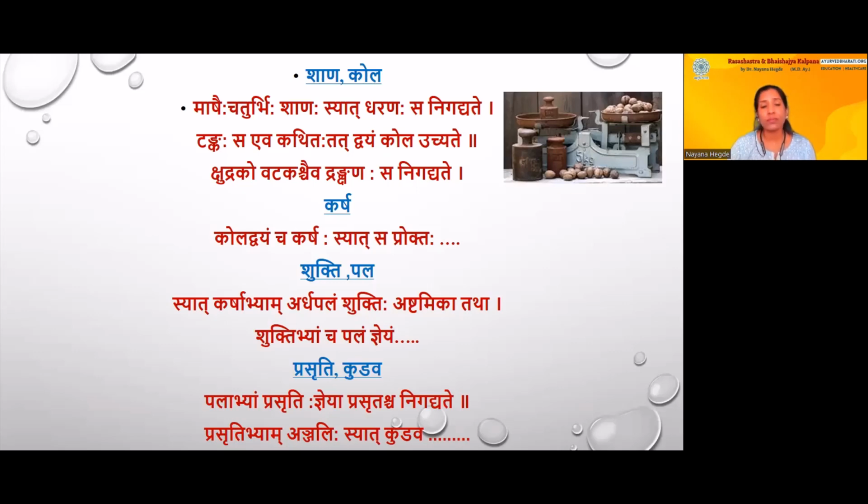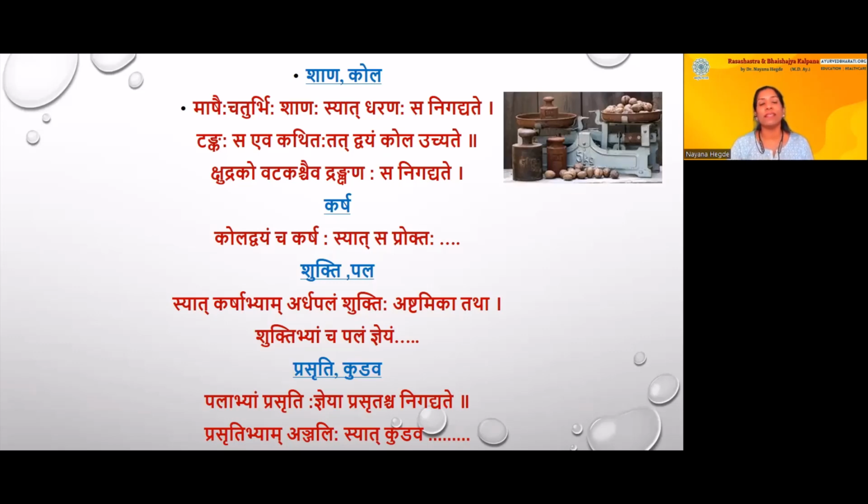Here, what they are giving? Two Karshas lead to one Shukti. It is also called Ardha Phala. Ashtamika means eight Tankas together lead to one Shukti. Next is Phala. Shuktibhyam cha phalam jneya. Two Shuktis lead to one Phala.